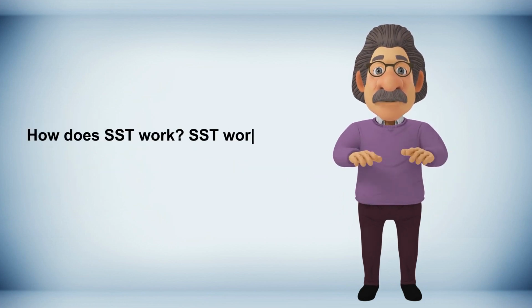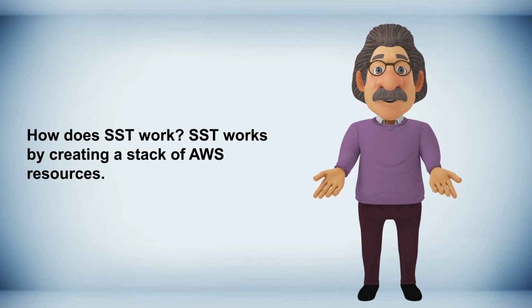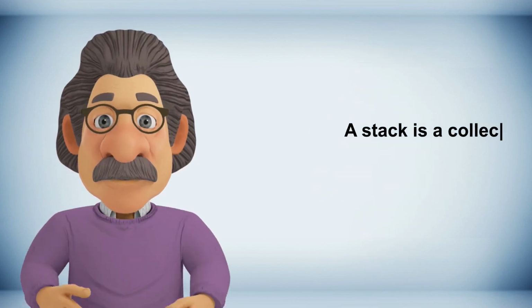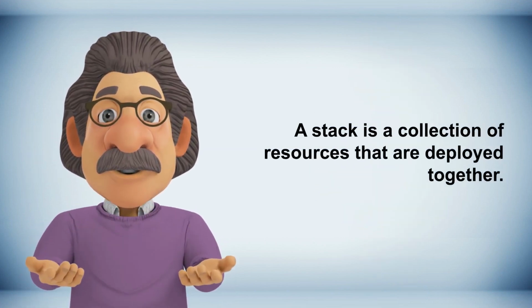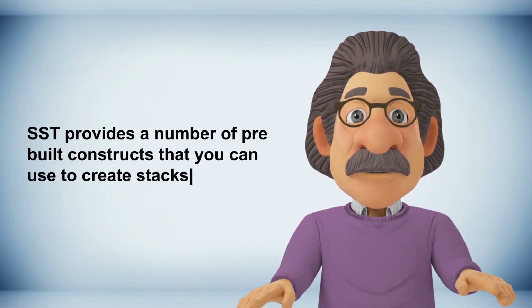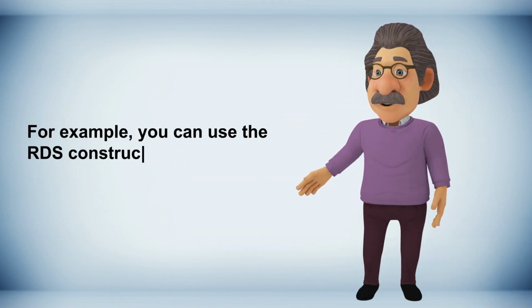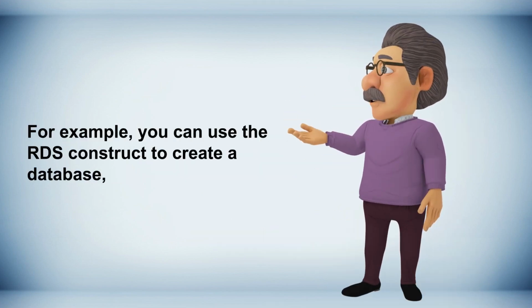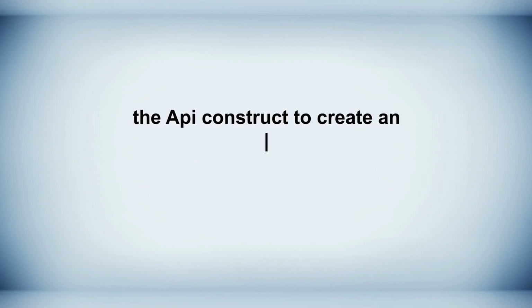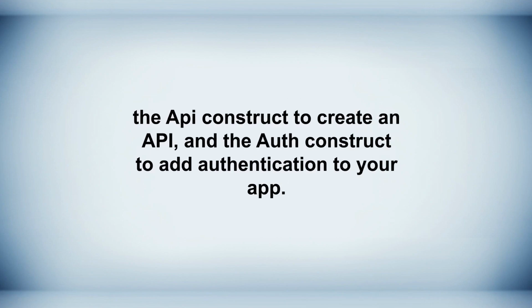How does SST work? SST works by creating a stack of AWS resources. A stack is a collection of resources that are deployed together. SST provides a number of pre-built constructs that you can use to create stacks. For example, you can use the RDS construct to create a database, the API construct to create an API, and the auth construct to add authentication to your app.